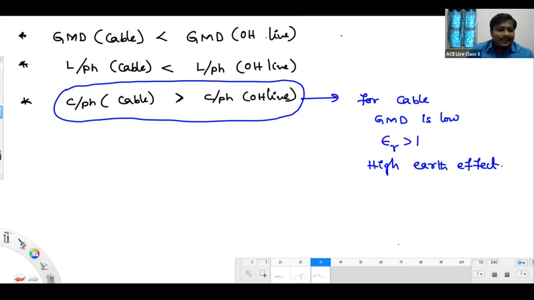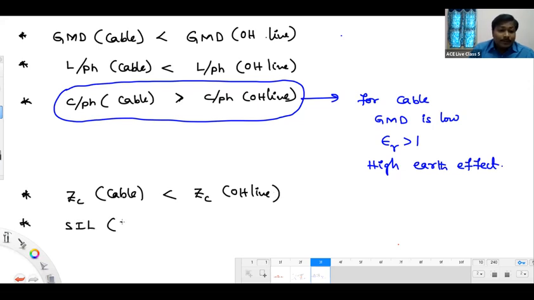So these are the various reasons. And other comparisons: surge impedance of cable will be less compared to surge impedance of the overhead line. Already we said this one. And surge impedance loading of the cable compared to the overhead line will be greater. SIL will be greater. And the next comparison is that velocity of wave propagation is less for cable compared to overhead line. That's also one comparison.